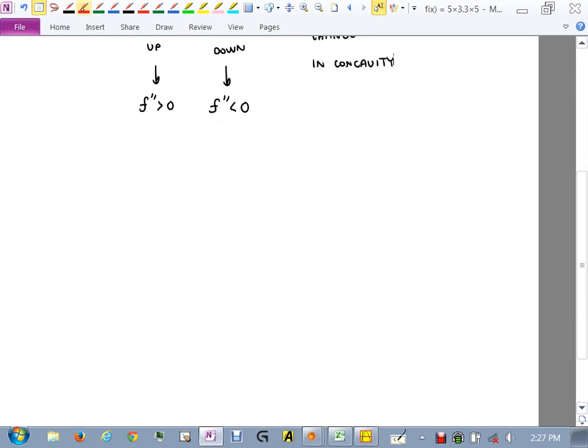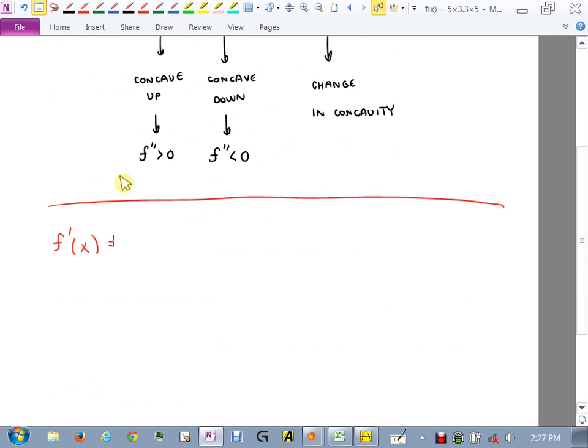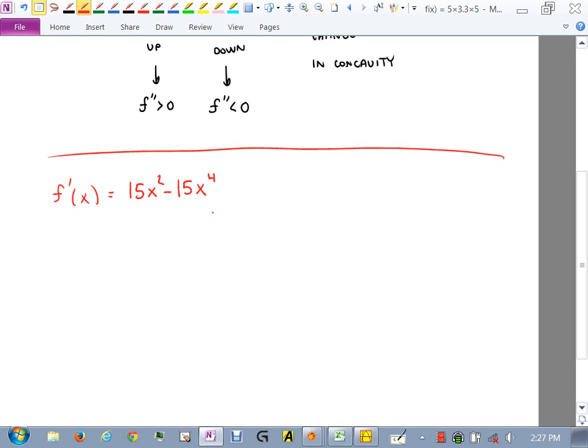So let's start this problem out with the first derivative. The first derivative of this function is 15x squared minus 15x to the fourth. Very, very nice function, right? Well behaved. I would like to find the critical numbers, so I'm going to find where the derivative is 0.